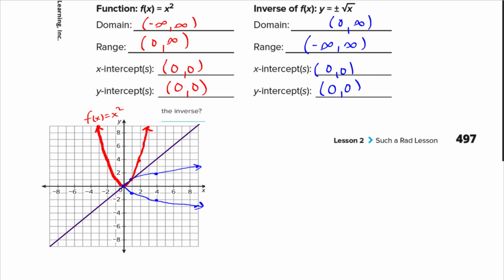So did you notice this? There's a little pattern. When you look at the inverse, remember what we did? We switched x and y. And x is the domain, and y is the range. So when you switch, guess what? This domain becomes that range, and this range becomes that domain. How crazy is that? Same thing for the x and y-intercepts, even though I can't really tell this because they're both the same. But what you get for the domain of the function should be the range of the inverse, and vice versa.